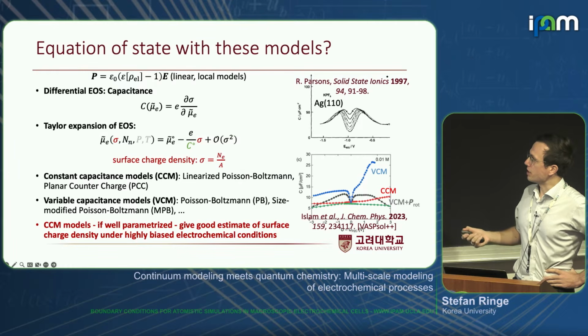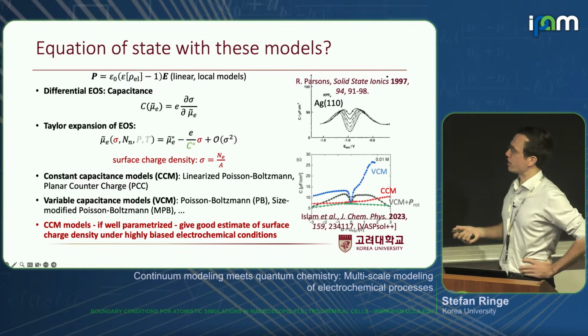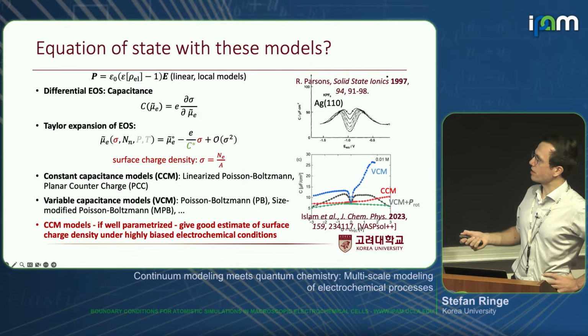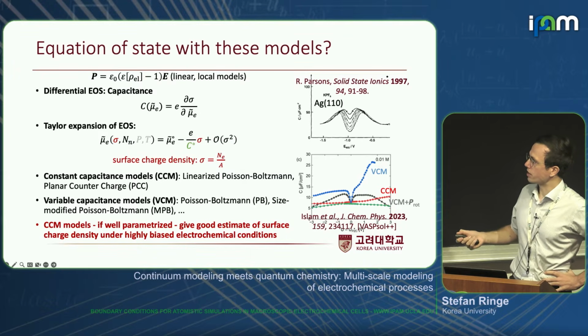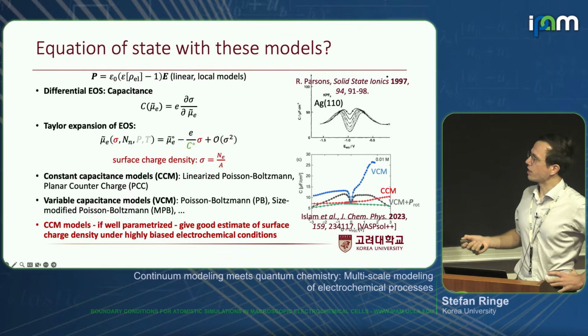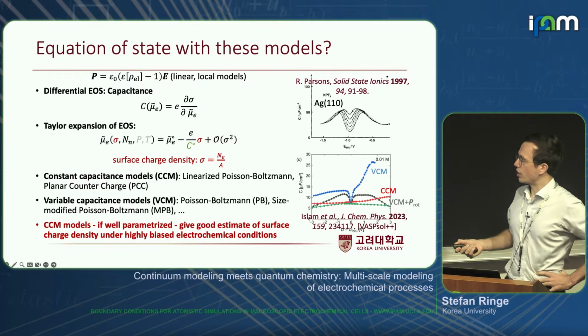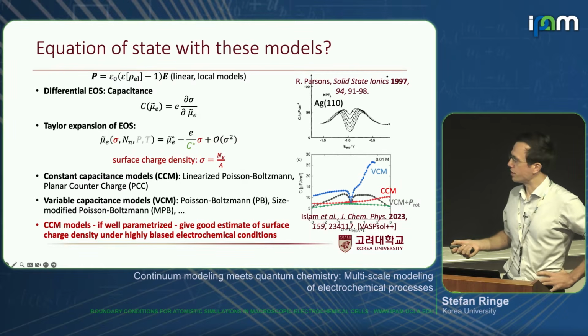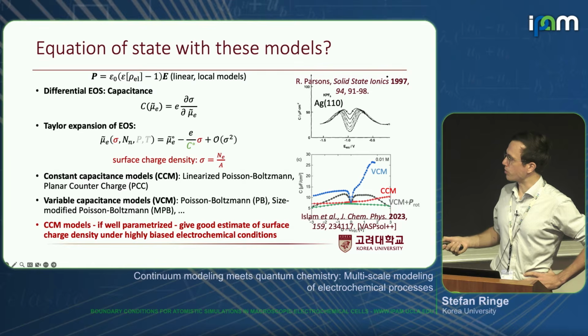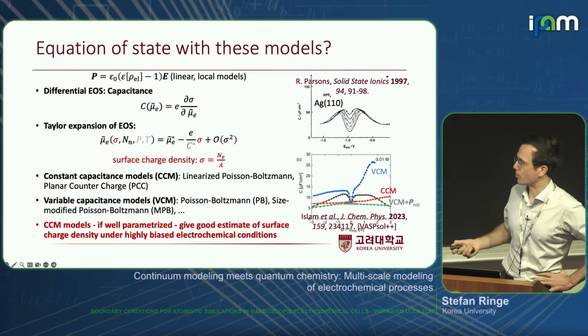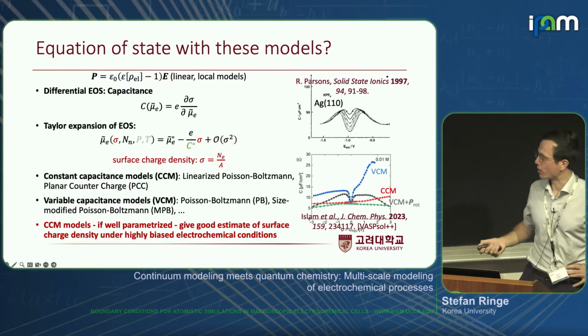But then, do we always need such a complex model? We can do the trial, and we can take the linear local models like this for the dielectric. And then we can say, let's try out different ionic models. And then we can categorize them into models which give a constant capacitance as a function of potential. This is, for example, the linearized Poisson-Boltzmann model or the planar countercharge model. And there are models which give a variable capacitance, which is the Poisson-Boltzmann or size-modified Poisson-Boltzmann model.